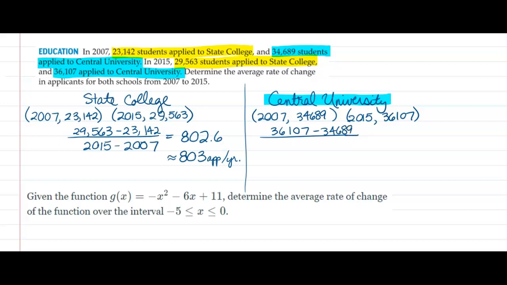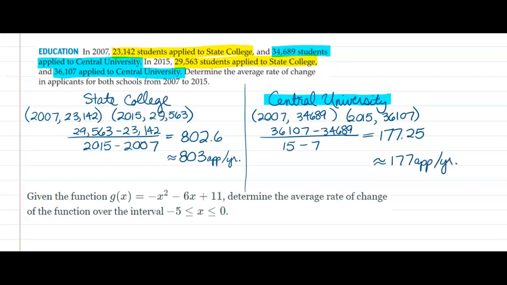So again, talking about how the applicants changed versus the years. Now, one thing I want to point out with years, as long as you're consistent, 2015 minus 2007 is the same as 15 minus 7. So it's okay to take a shortcut like that. We end up with 177.25, which would be approximately 177 applicants per year.